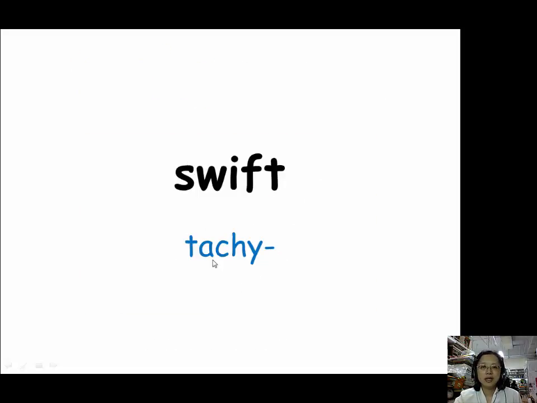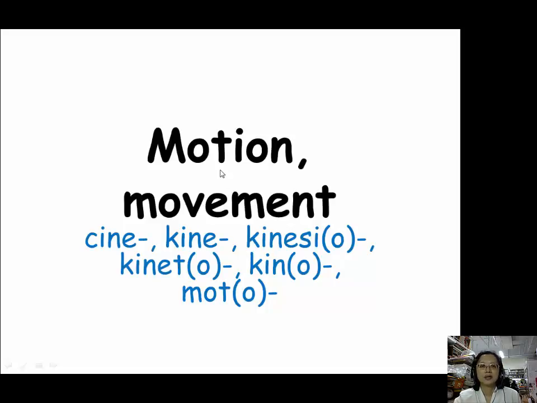And the same prefix tachy can also be used to describe things that are swift, really fast. And to describe things that are related to motion or movement, we have 6 prefixes to use: C-I-N-E or K-I-N-E or K-I-N-E-S-I-O, kinesio, or kineto, K-I-N-E-T-O, kino, K-I-N-O, or moto, M-O-T-O. Let's see our example.